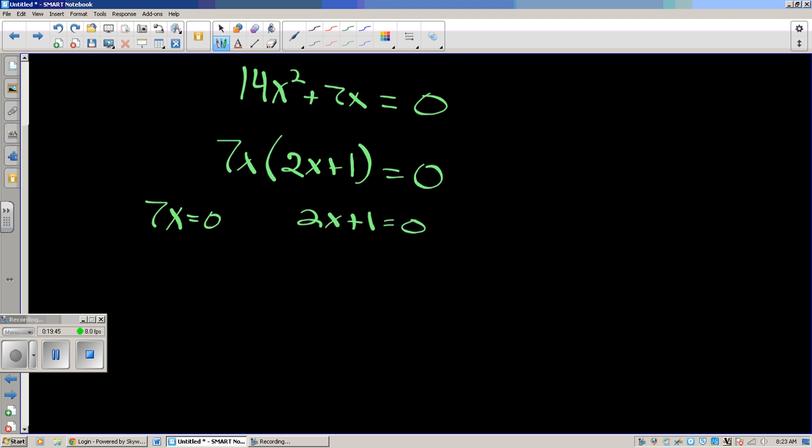So here, x is going to equal 0, because if we divide by 7, 0 over 7 is 0. And then we solve for x here. 2x equals negative 1. We divide by 2, and x equals negative 1 half.